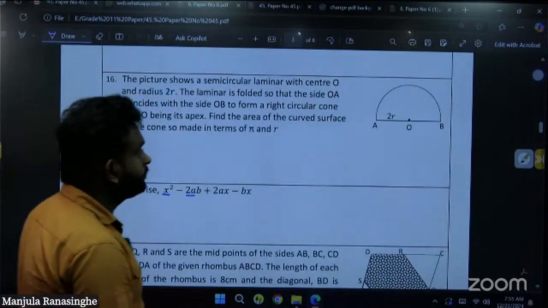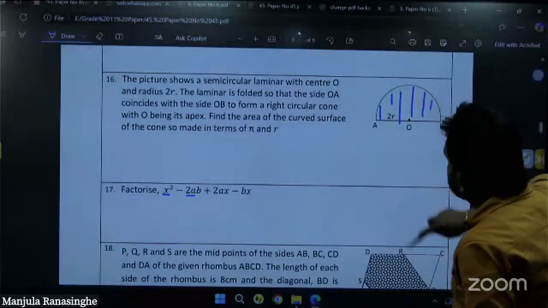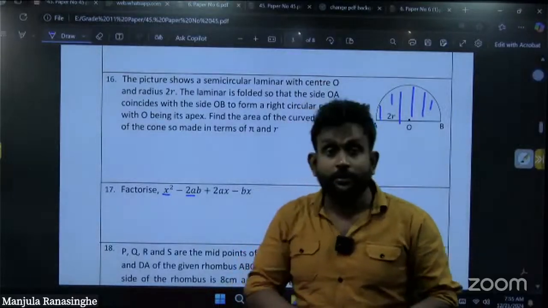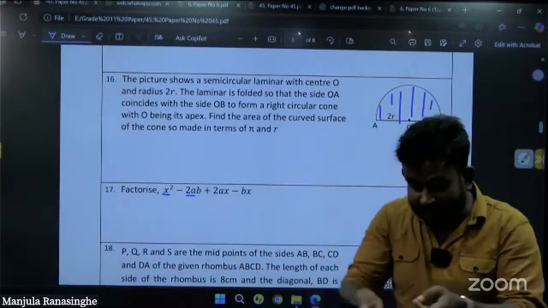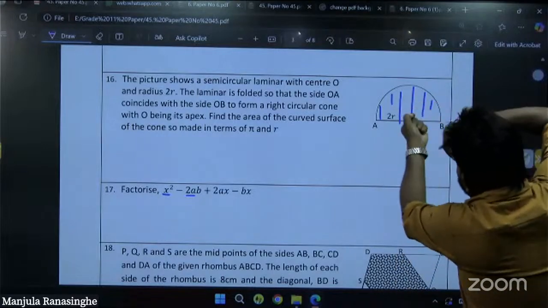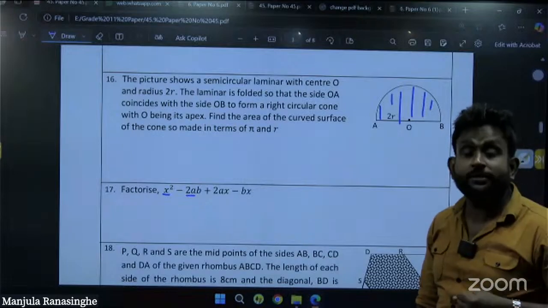Here, by this plane, this sector, a cone is created. At home, you can do this practice. When you have this kind of sector, rotate it around or make it like a cone, then you can make the curved surface of the cone.